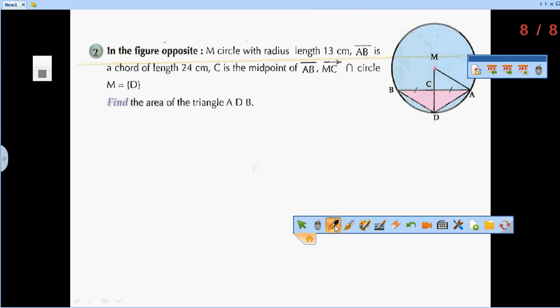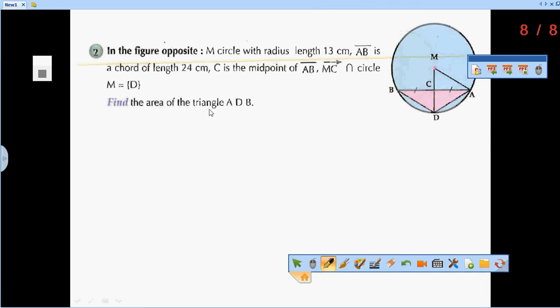Let us move to another exercise here. In a circle with radius length 13, AB is a chord whose length is 24 centimeters. C is the midpoint of AB. MC intersects the circle M at D. Find the area of triangle ADB. Before I start, we know that the area of a triangle equals half multiplied by base multiplied by corresponding height, right? It means I wanted to find the length of the base which represents AB and the length of the height which represents CD.